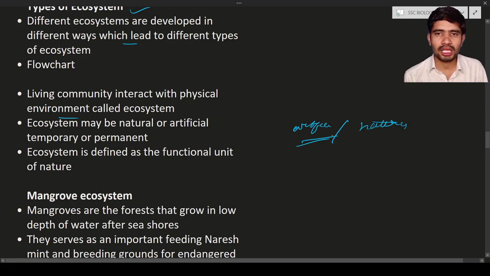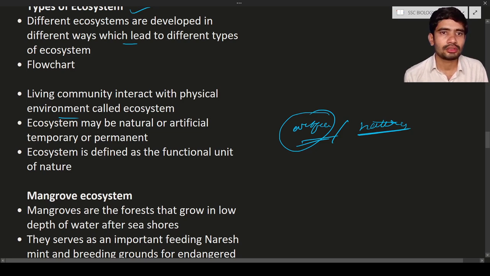For example, if you maintain a garden, in the garden there are some plants and flowers, and water is there, everything is there. So some butterflies, some organisms will come and live in your garden. Then it will become an artificial ecosystem. Why? Because you are creating such kind of environment. So next is natural. Natural means it is made and produced naturally, that is known as a natural ecosystem. Example, forest. You cannot create a forest and you cannot create an ocean. It is made by nature only.